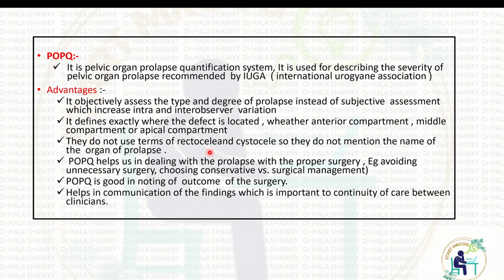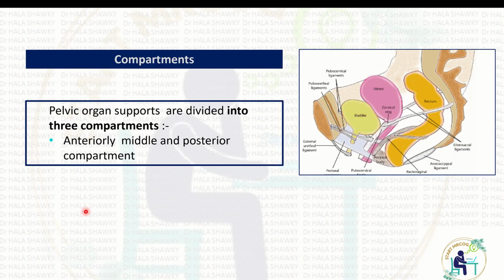They don't use terms like rectocele or cystocele, so they do not mention the name of the organ in the prolapse. And it will help in dealing with the prolapse with proper surgery, for example avoiding unnecessary surgery, and choosing conservative versus surgical management. POP-Q is good for noting the outcome of surgery and helps in communication of the findings, which is important for continuity of care between clinicians.